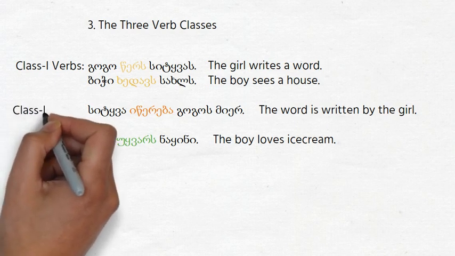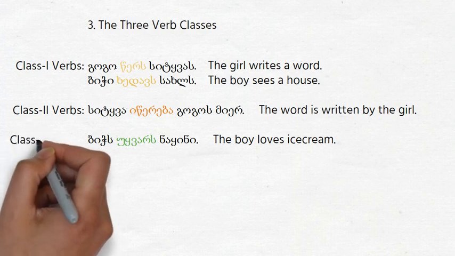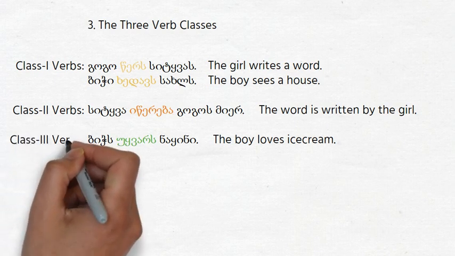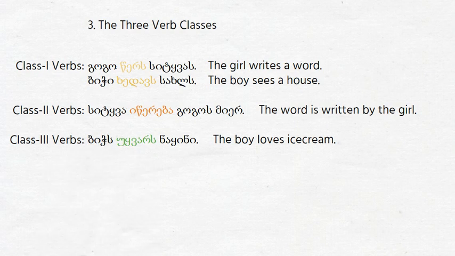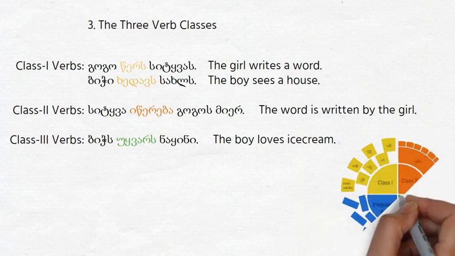So we have class 1 verbs, which behave like we learned in lesson 1 and today in lesson 2, and class 2 verbs and class 3 verbs we will deal with in a future lesson. But keep in mind that they exist, and don't be confused if you find this somewhere.